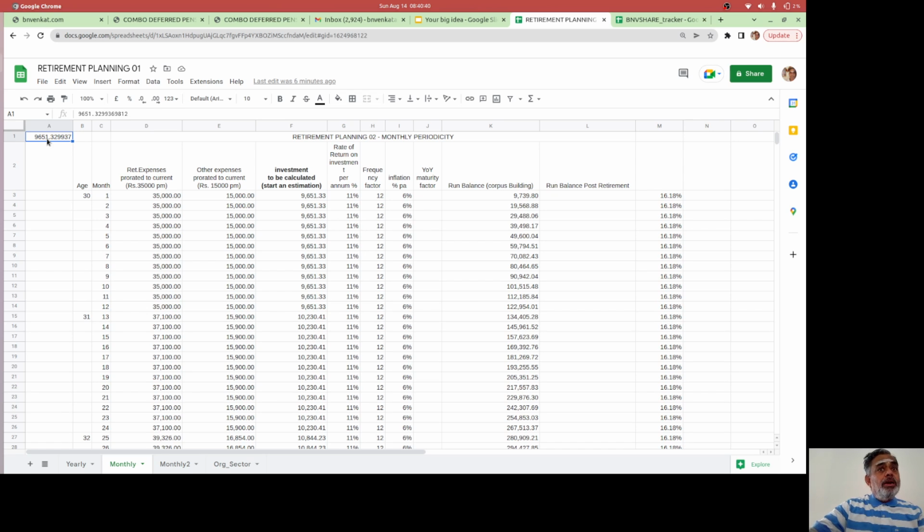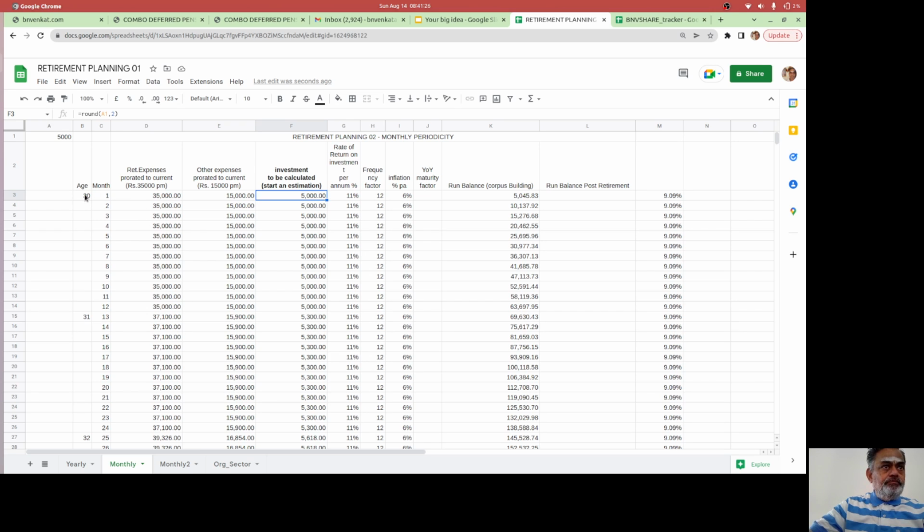This is the retirement planning monthly periodicity. Column A1 is as usual as in our previous case. It is the variable field to start with for the inflation. This is the calculated figure, 9,651. Yet we can start with some estimation. Let us take 5,000 as our estimation figure. The investment is calculated as a figure rounded off to two decimal places, that is the same 5,000 rupees, the rounded off figure of A1, comma 2.